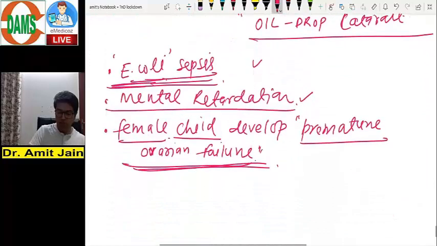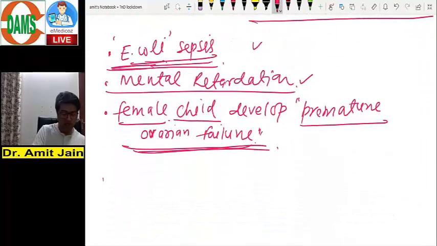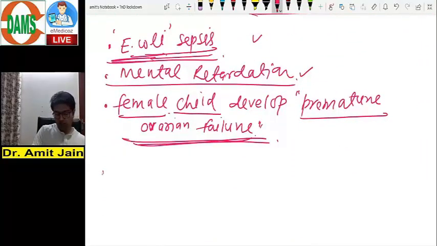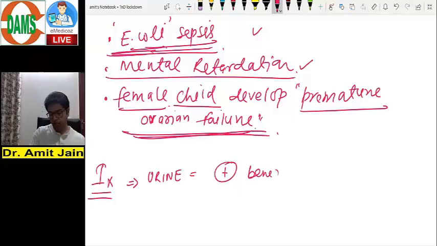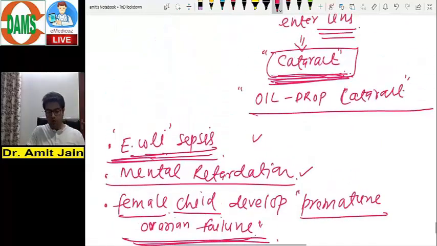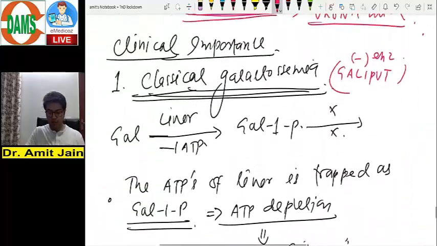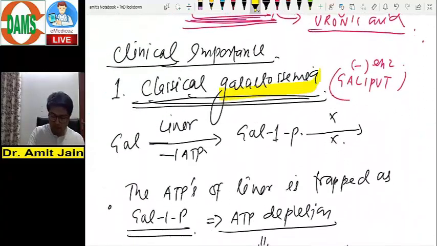Understood? So guys, how to treat this child? And what are the investigations? If you do the investigations, the urine may show the positive Benedict test. May or may not. Guys, have you observed this term? It is galactosemia. It is not galactosuria. I mean, it will be there in the urine also, but it has a tendency to accumulate.